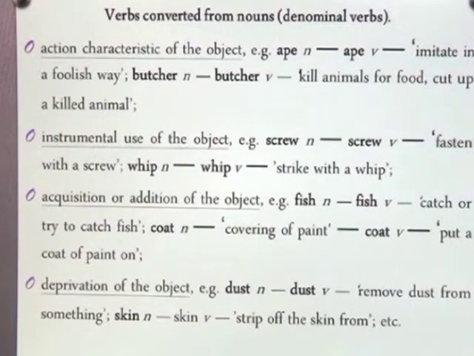Acquisition or addition of the object. We have the noun fish and now we get the verb to fish. It means to catch or try to catch fish. Deprivation of the object. Noun dust and the verb to dust. It means to remove dust from something.